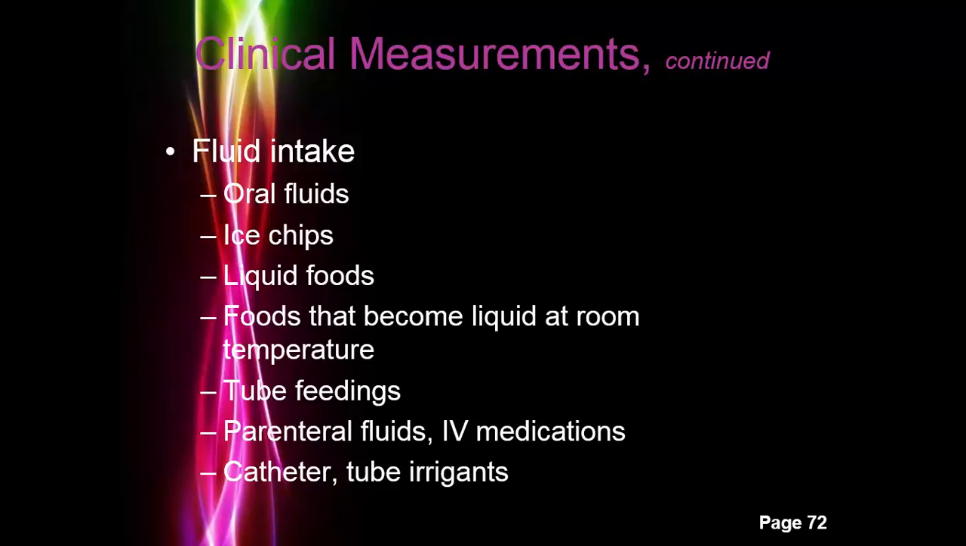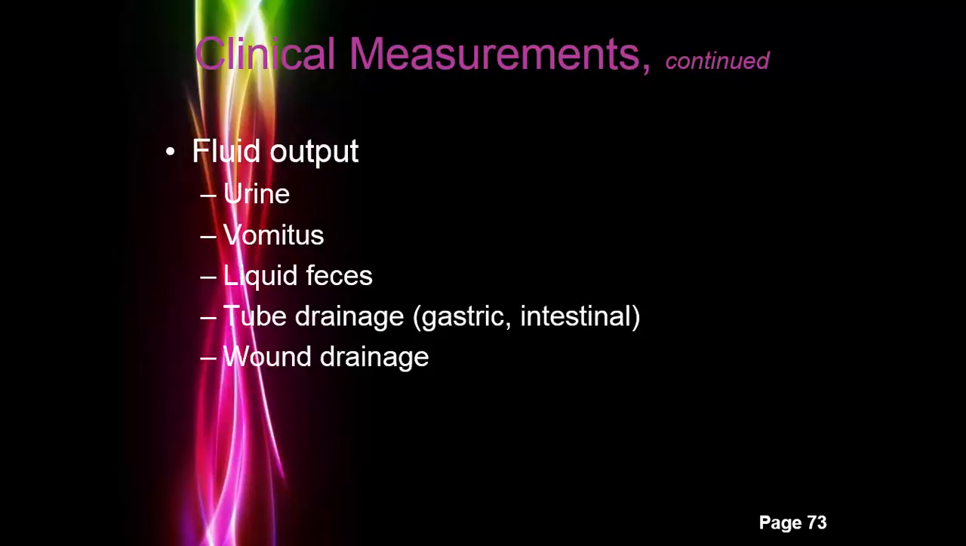All right, fluid intake could be from oral fluids, ice chips, liquid foods, foods that become liquid at room temperature like Jell-O, tube feedings, your parenteral fluids, and IV medications. It also includes when you have to dilute IV medications, that should be included as well. Any catheter or tube irrigants. Fluid output is from urine, vomitus, liquid feces, tube drainage, whether that be gastric or intestinal, wound drainage. It could also be from draining fistulas.